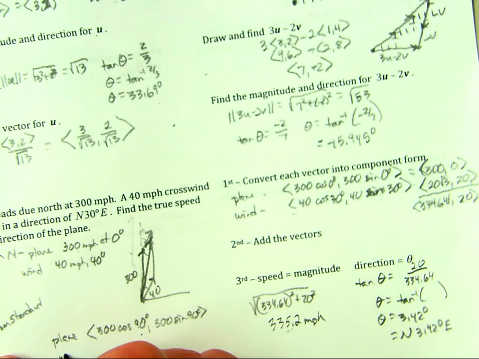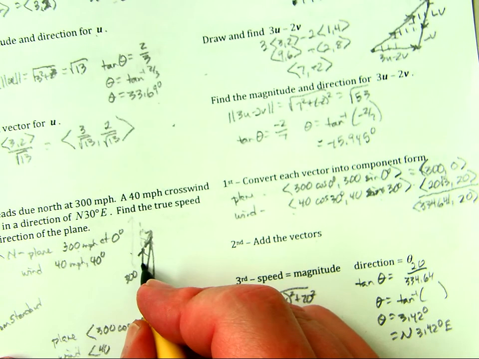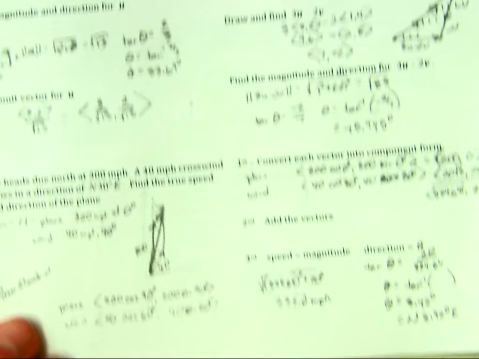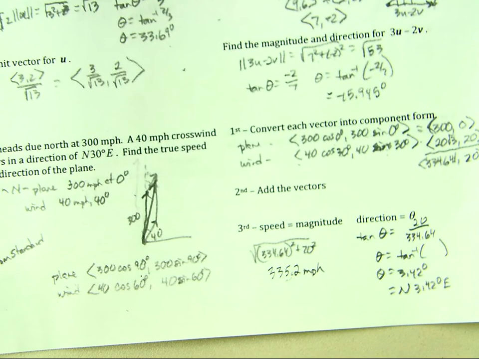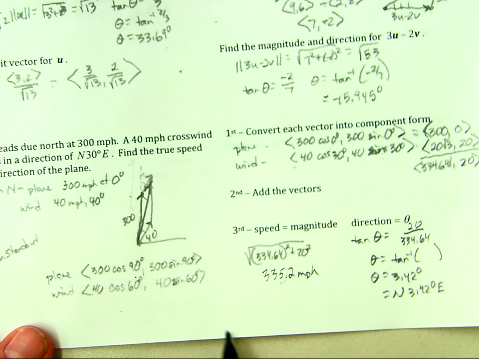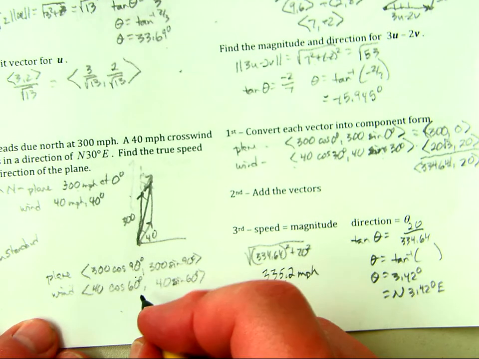The wind would be 40. Well, if that's 30 degrees up there, this is going to be 60 degrees. So that's how you would set it up if you were going from the right, from standard position. If you did all that, everything would work out the same. Your magnitude would work out exactly the same. The only difference would be for theta.